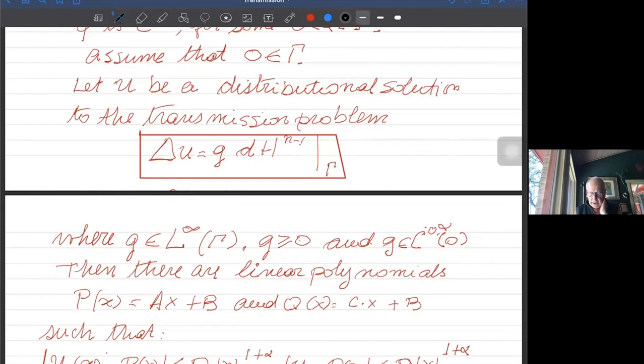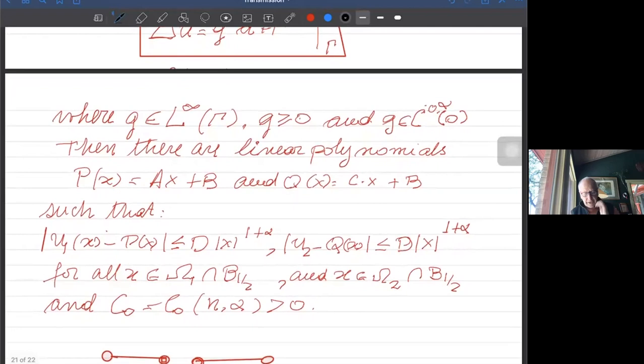u1 minus the polynomial p1 is bounded by d times x to the 1 plus alpha, okay? And u2 minus the polynomial is bounded by d times x to the 1 plus alpha as well. So the u1 is from one side, remember, and the u2 is from the other side, right? And so p1 is the one that goes in one direction, and q is the one that goes in the other direction, right? In our sphere.